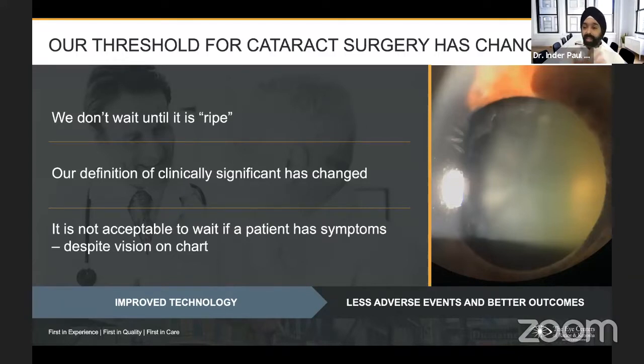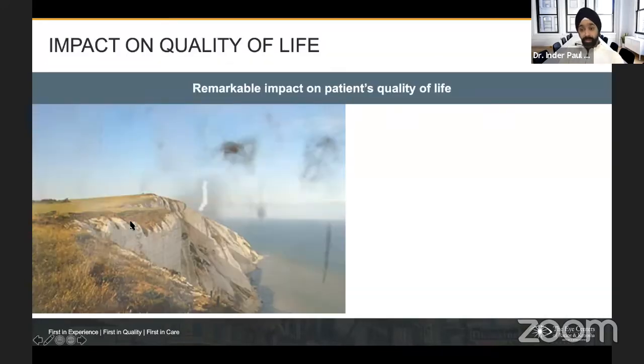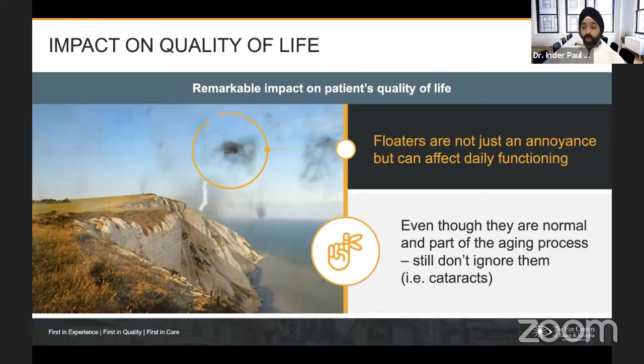So now, just like a cataract, I'm not waiting and waiting to take patients out, because we see the benefits of taking care of a cataract early on. It's no different with floater treatment. Even though floaters are a quote-unquote normal part of daily life, they can negatively impact patients' quality of life. Just because they're normal, I tell patients, yes, cataracts are also a very normal part of the aging process, but we don't watch them forever because they can impact quality of life.